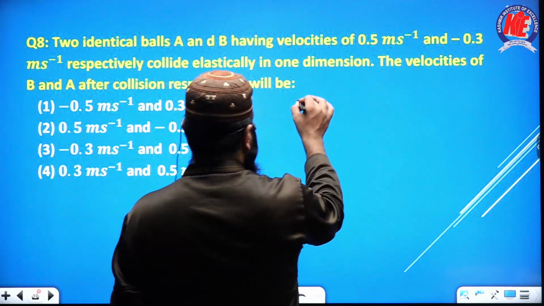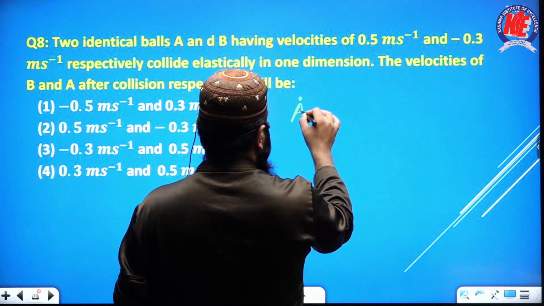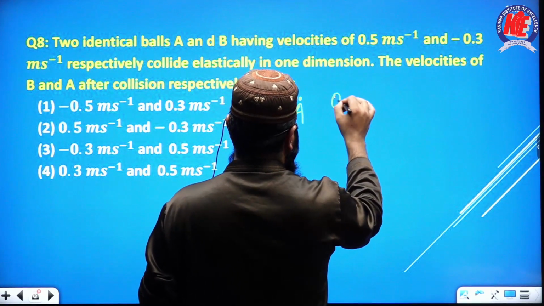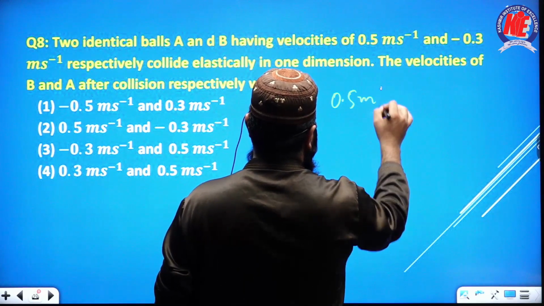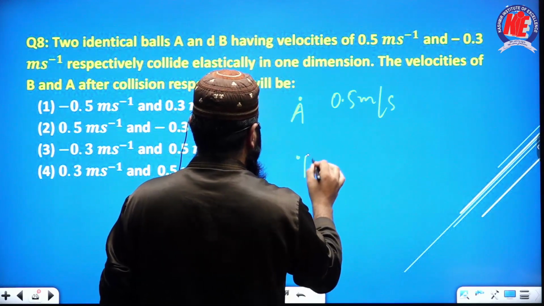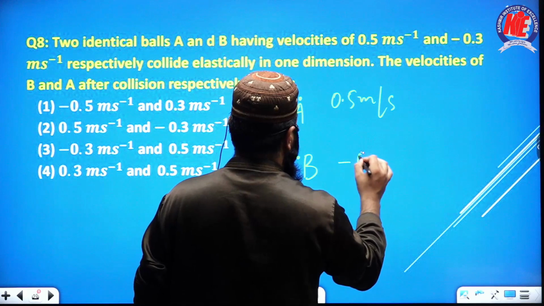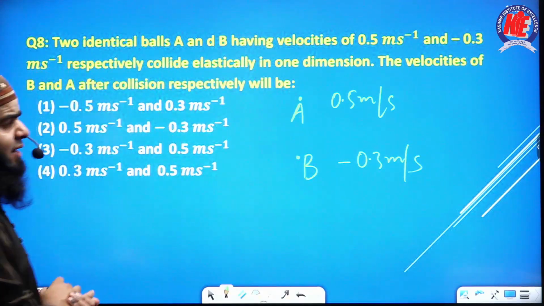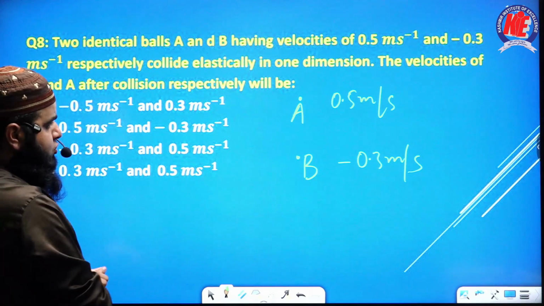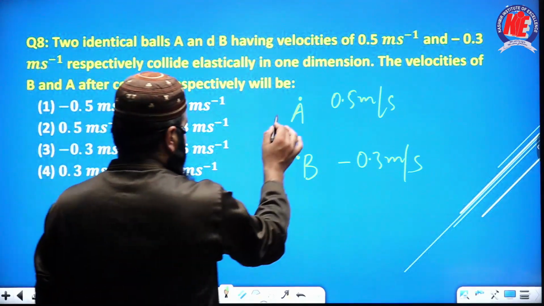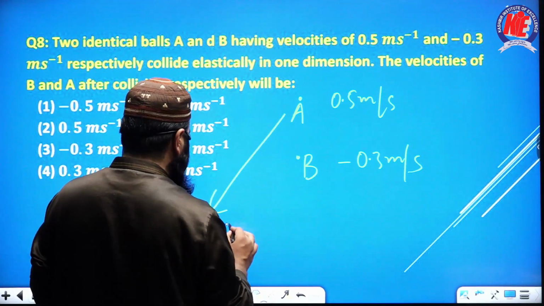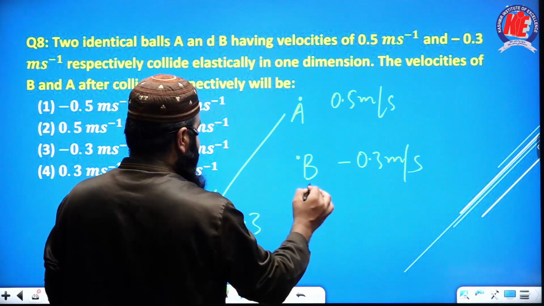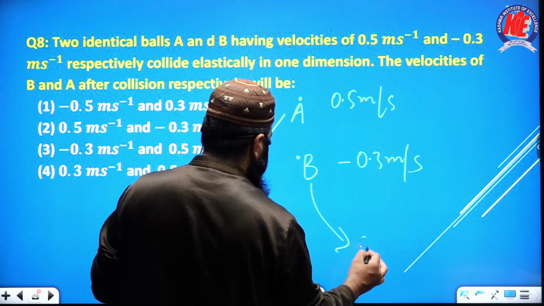So we are having a situation, body A जो इनिशियली जा रही है with the velocity of 0.5 meter per second and the body B is going initially with the velocity of minus 0.3 meter per second. Now the two bodies are identical and the collision is elastic, so they will exchange their velocities. So A की velocity after collision will be minus 0.3 and B की velocity after collision will be 0.5.